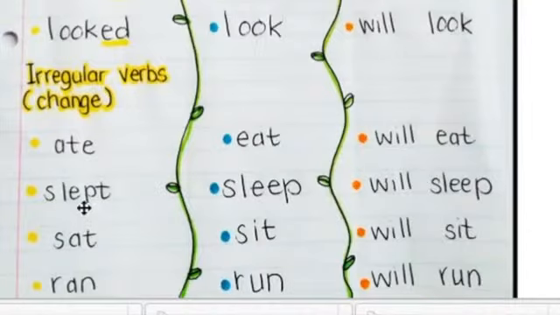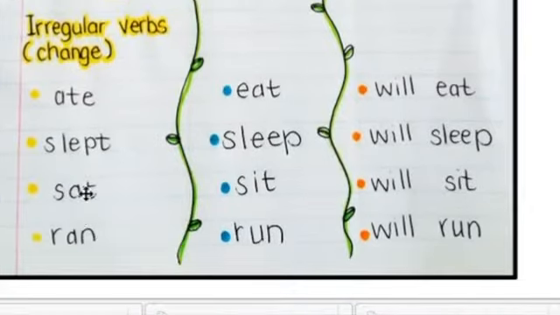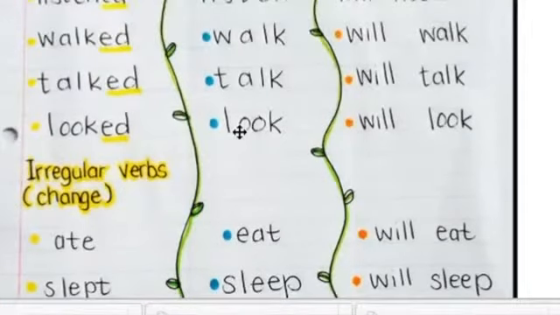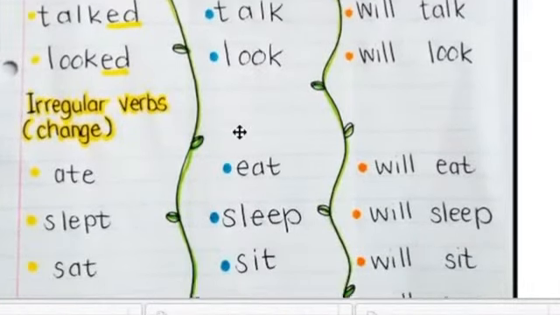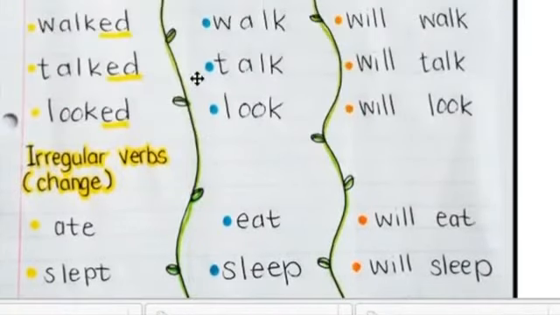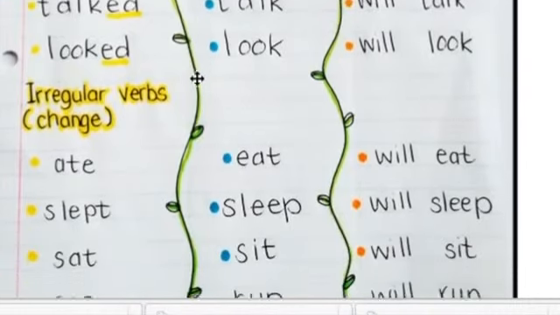Instead of sleepted, it is slept. Instead of sitted, we have sat. And lastly, instead of runded, we have ran. Now, the verbs are still the same when it comes to both present and future tense. However, it is very important to know that they are different when it comes to past tense.